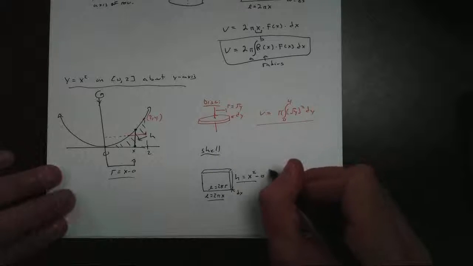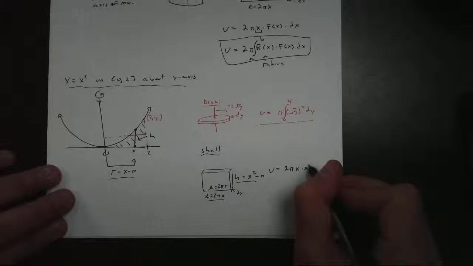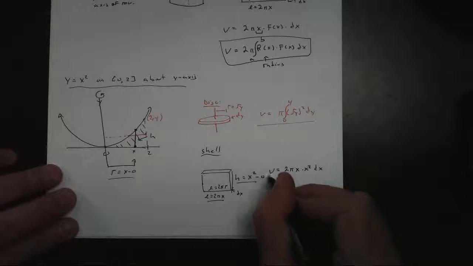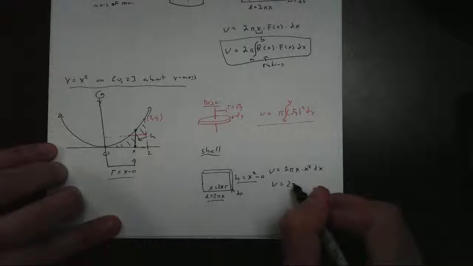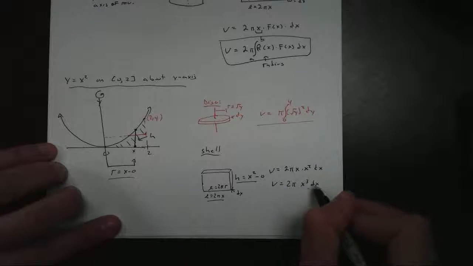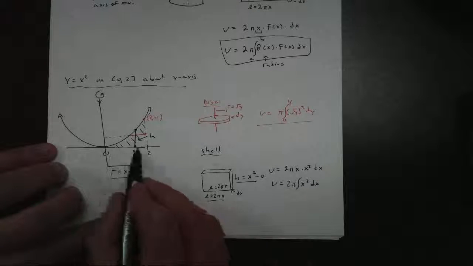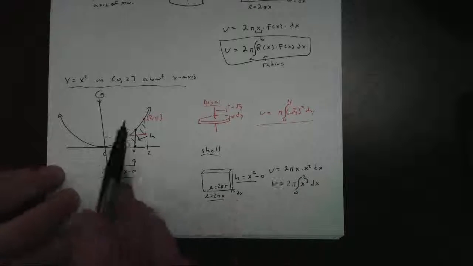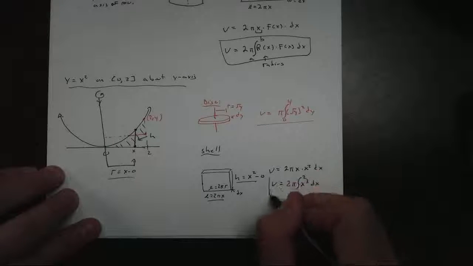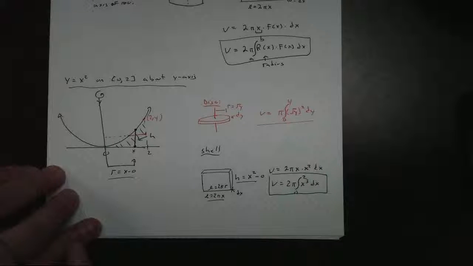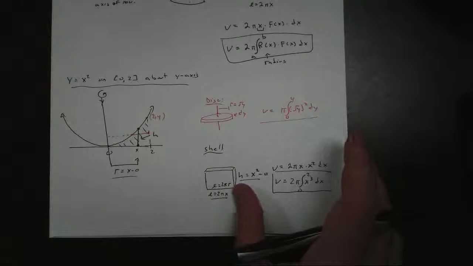Finding my volume formula here, 2 pi x times x squared dx. Now that's for one shell. To get them all, I'm going to get 2 pi x cubed dx, and we would integrate that, be careful in terms of x this time, from 0 to 2. See, follow your rectangle. My rectangle is going right to left, and that's it. Now, these are two different integrals, but you can check that, solve them both. You will get the same answer in both cases.